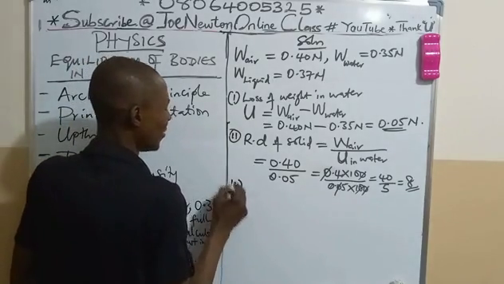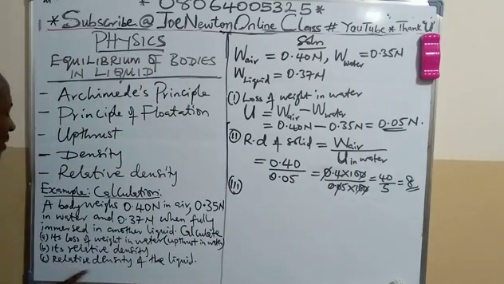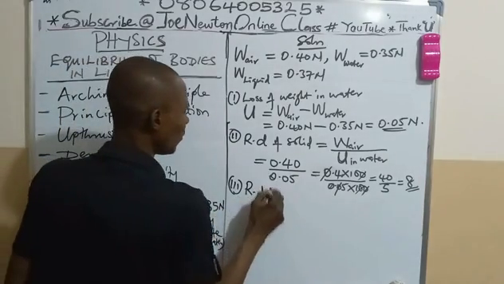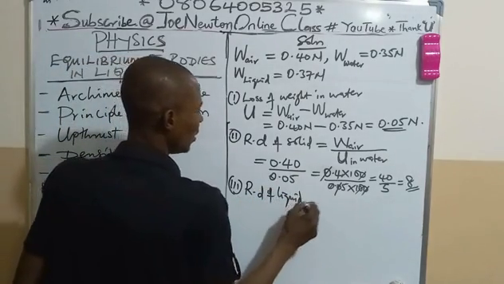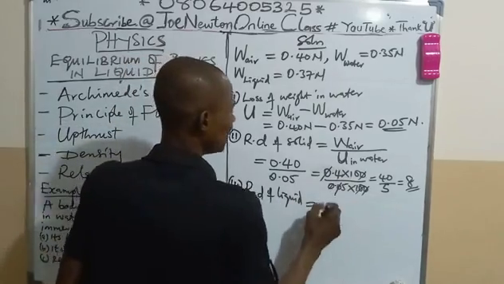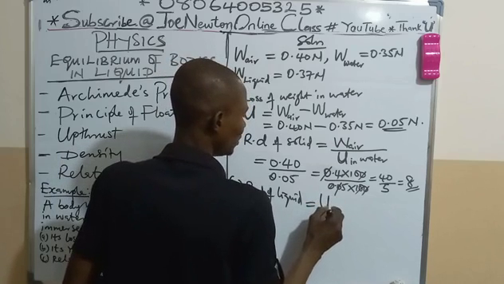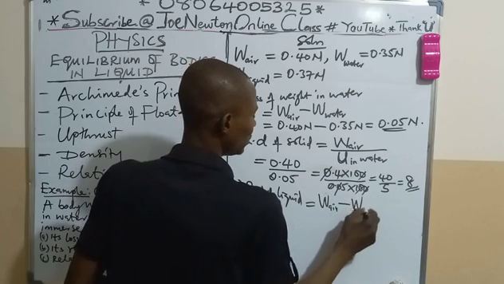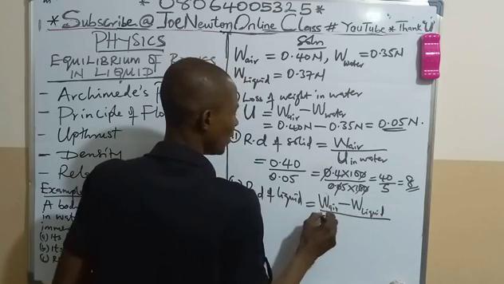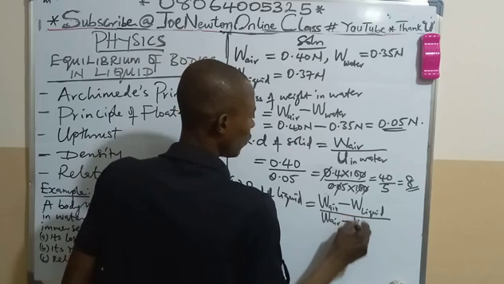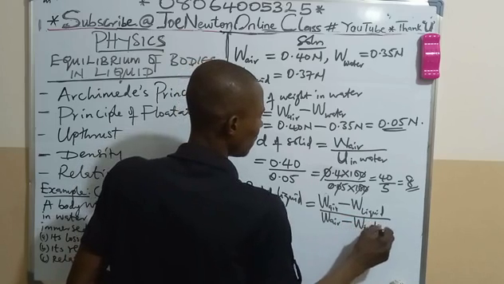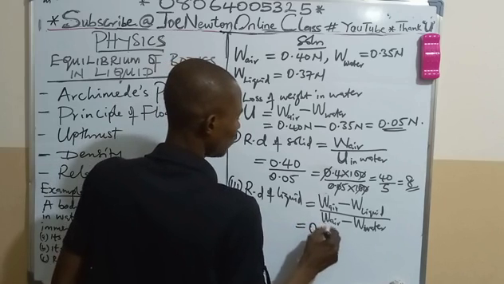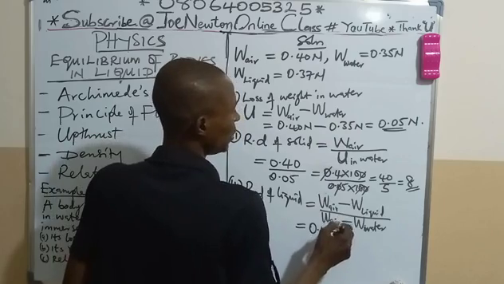Then for part I, the question says, find the relative density of the liquid. So the relative density of the liquid, like I explained before, will be the upthrust in the liquid over the upthrust in water, which is very simple. Weight in air minus weight in liquid, all over weight in air minus weight in water. That will give the weight in air, 0.4, minus the weight in the liquid.